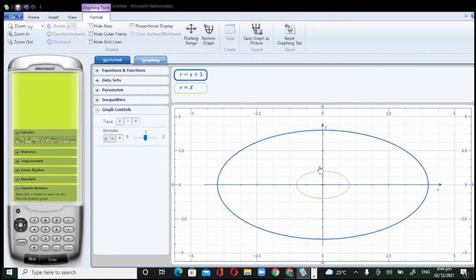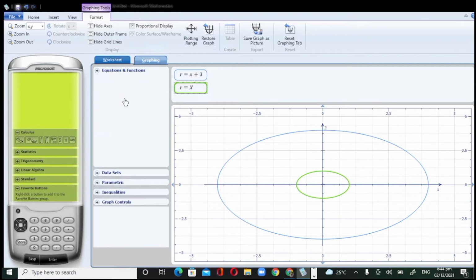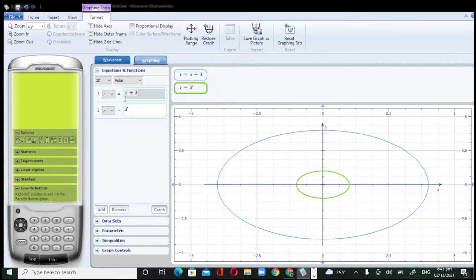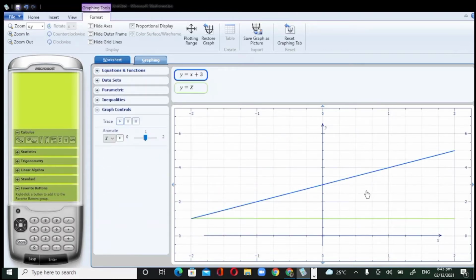This is, I think, the graph in 2D but polar. So shall we try it again in Cartesian? Let's say. So this is the graph of x plus 3 and x in Cartesian. Now, as you can see in this part, it shows that at this specific point, the graph of x plus 3 and the graph of x intersect.